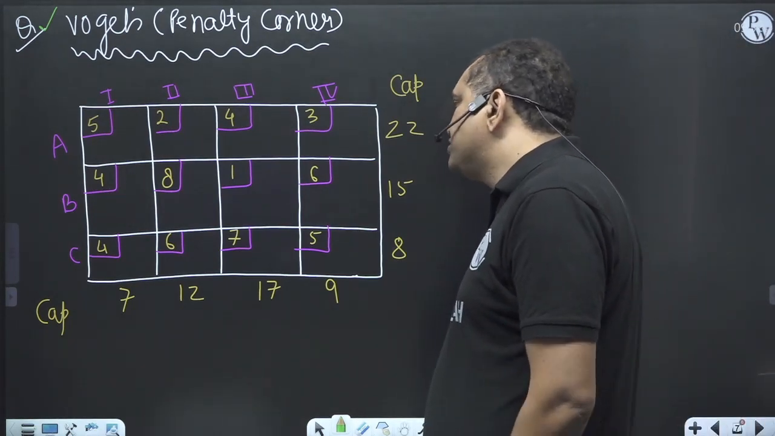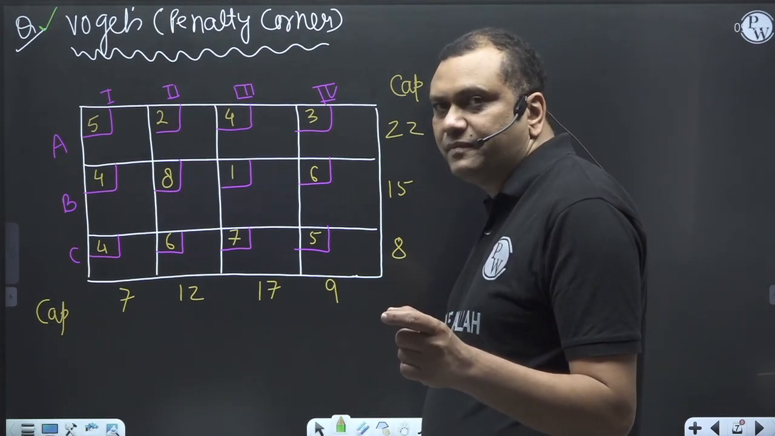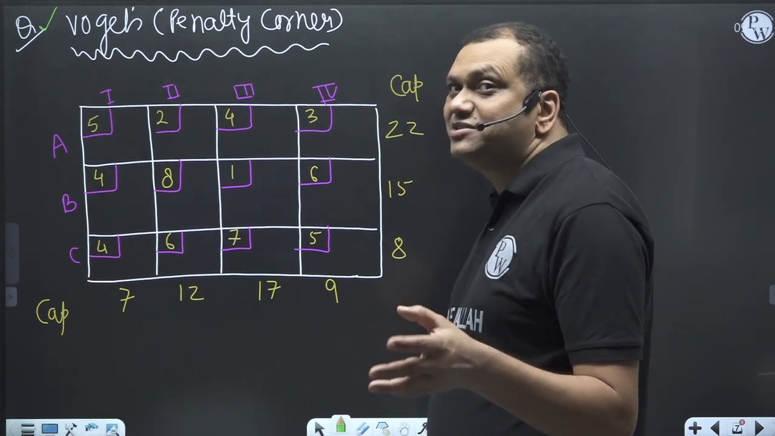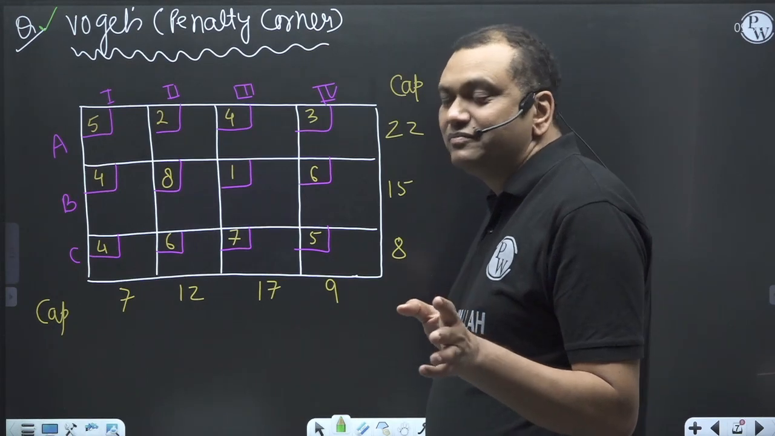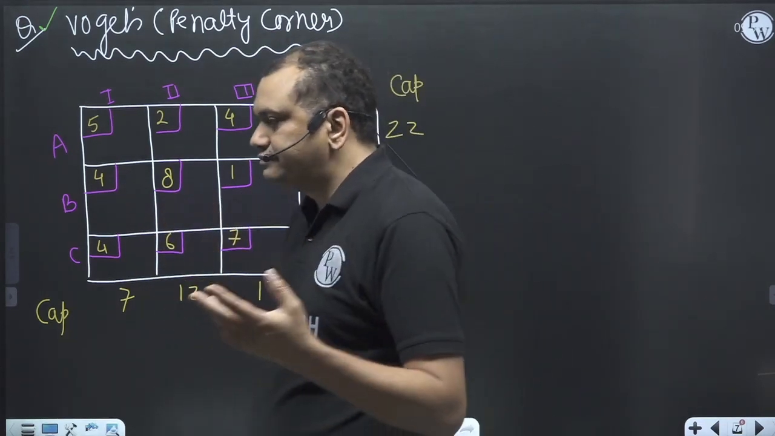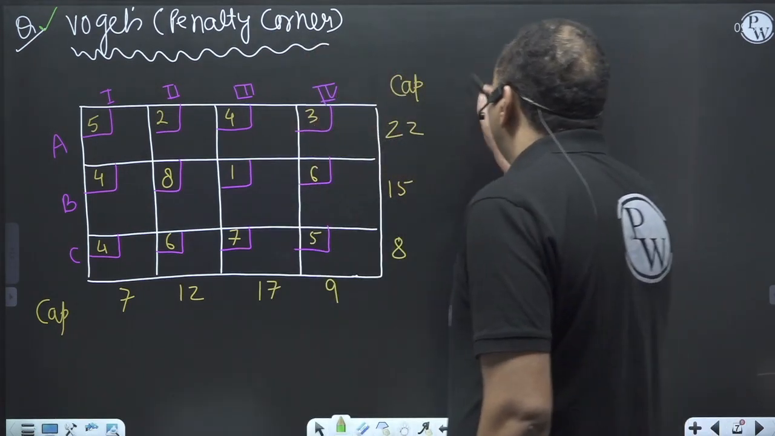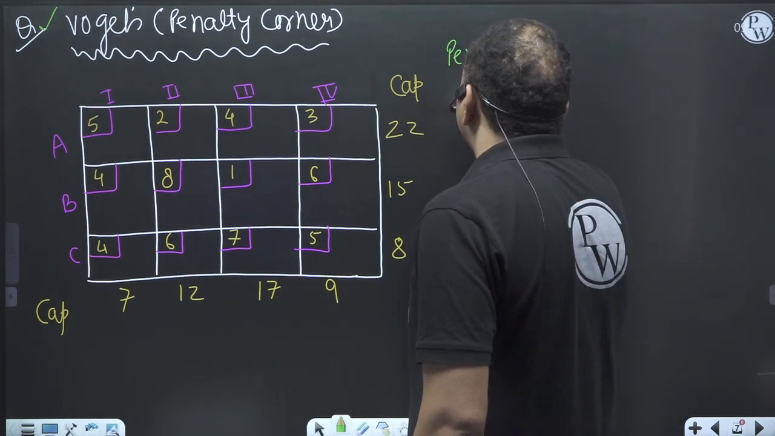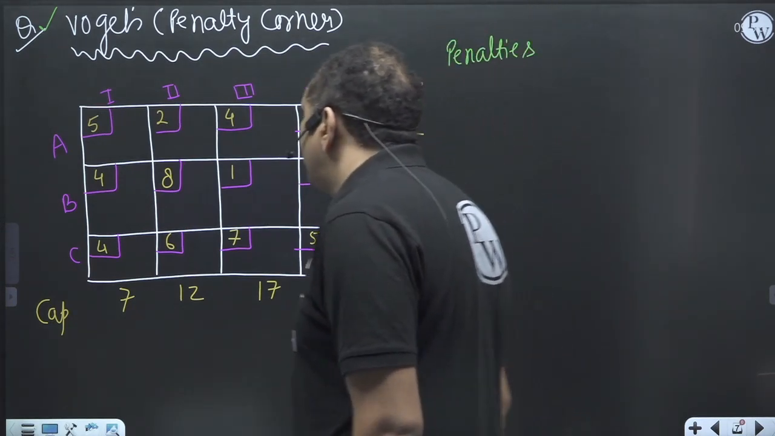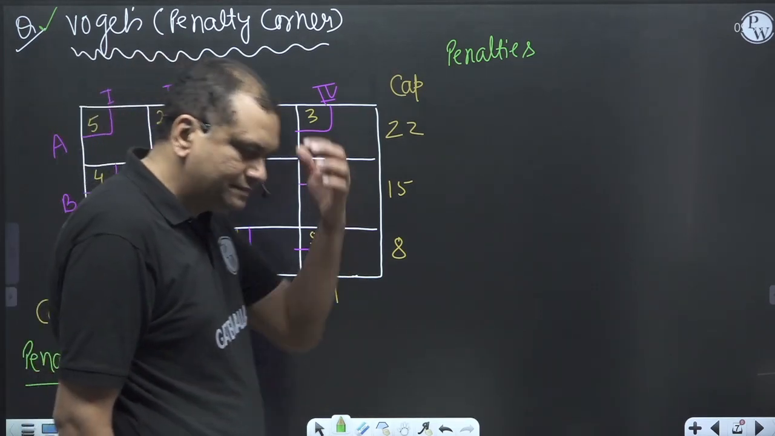This Vogel's approximation method gives you the initial basic feasible solution better than the least cost method, and this matrix will be close to optimum. It may be optimum, but even if it is not an optimum table, it is very close to optimum. So how to solve it? We calculate penalties of row and penalties of column.